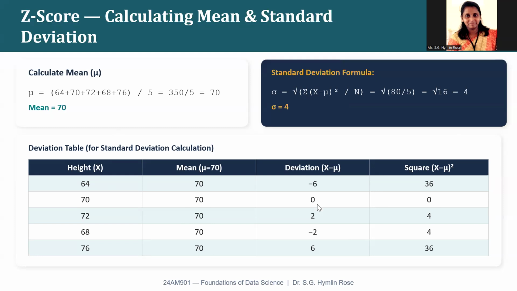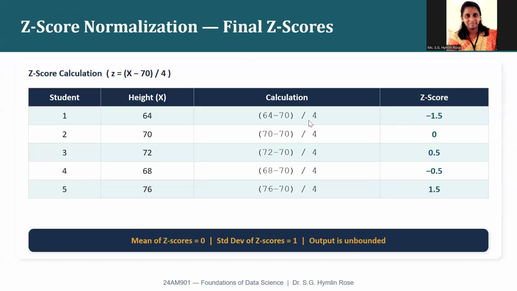You will be getting some negative and positive values, and the square value for (x minus mu) the whole square. So the square of 6 minus 6 is 36, 0, then 4, 4, 36. And for divide by n, you will be getting all these values. Now, we are going to calculate the Z score. The Z score value is 64 minus mu, which is 70 the average, divided by sigma, which is 4.